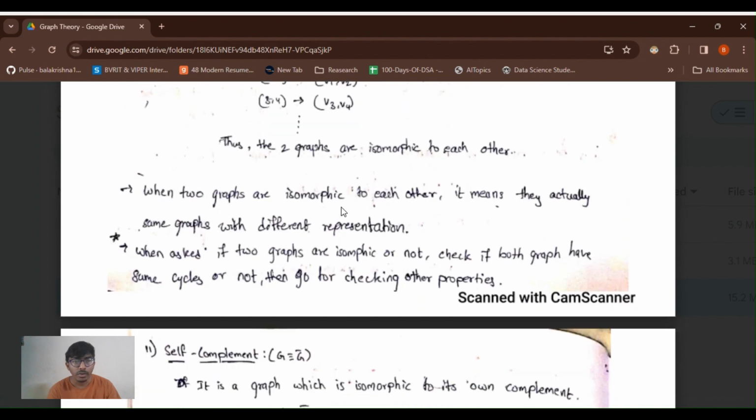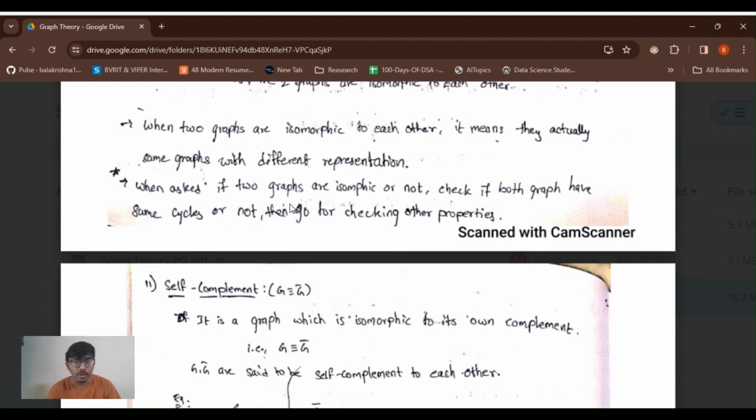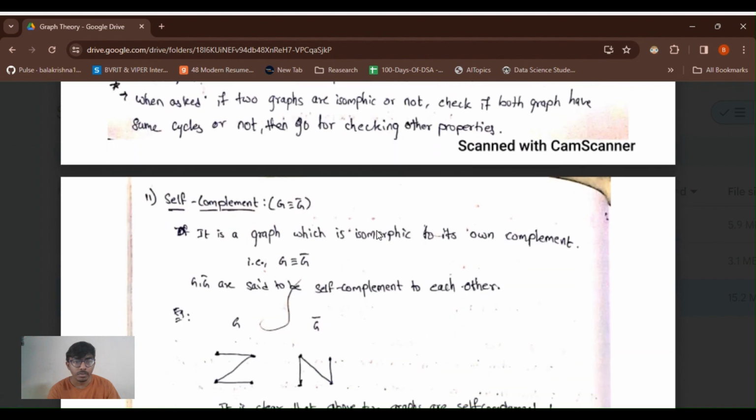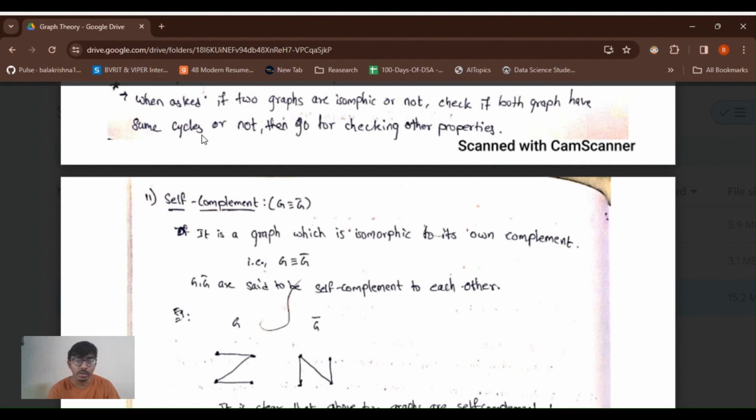When two graphs are isomorphic to each other, it means they are actually the same graph with different representations. When asked if two graphs are isomorphic or not, check if both graphs have the same cycles or not. Then go for checking their properties. So this is an important point you have to remember. First you have to check whether both graphs have the same cycles or not.